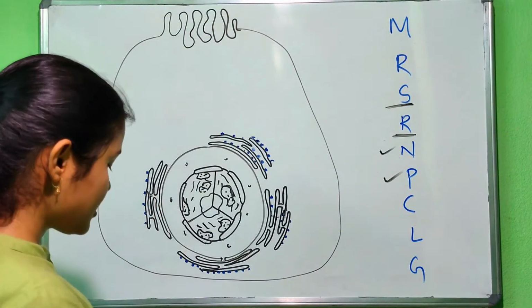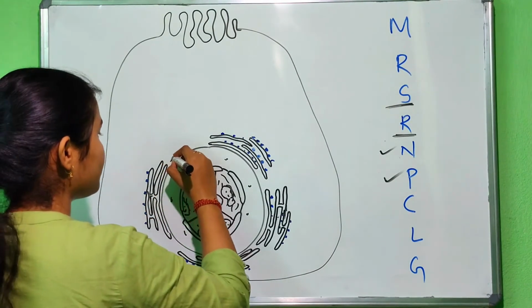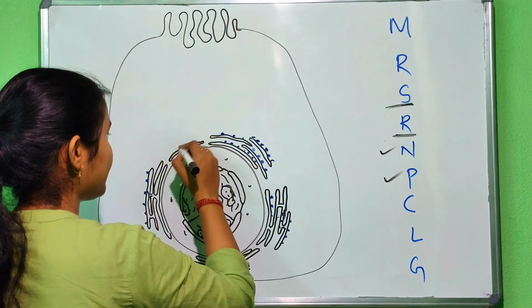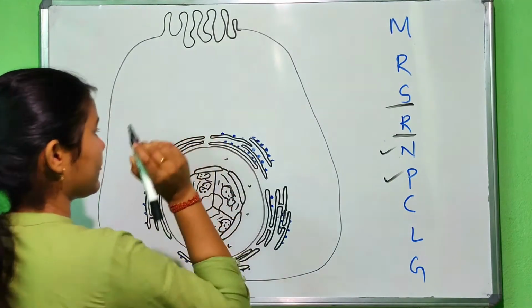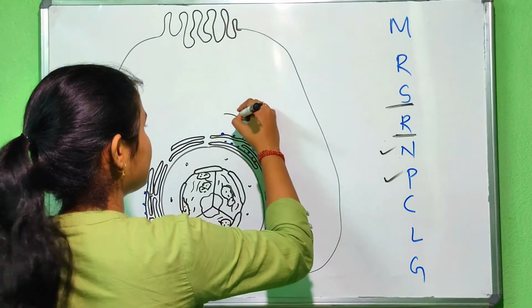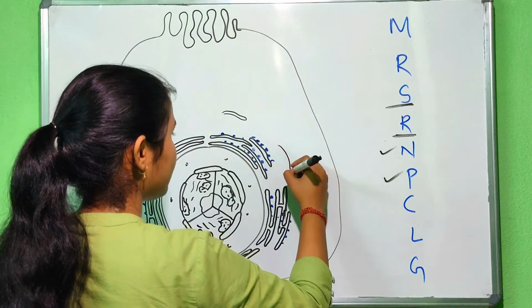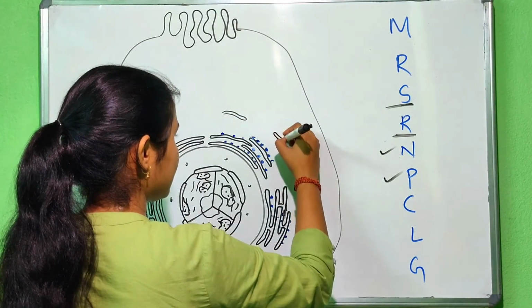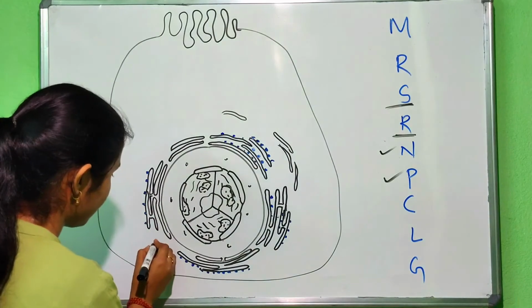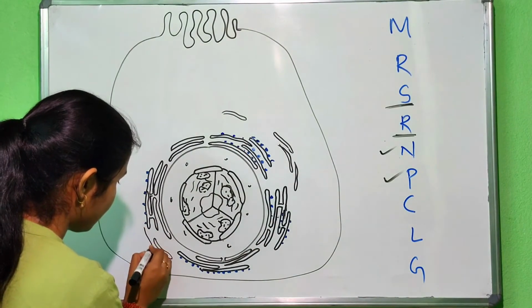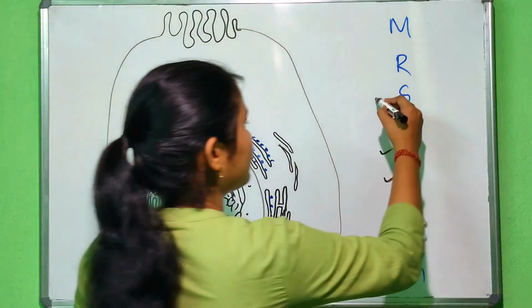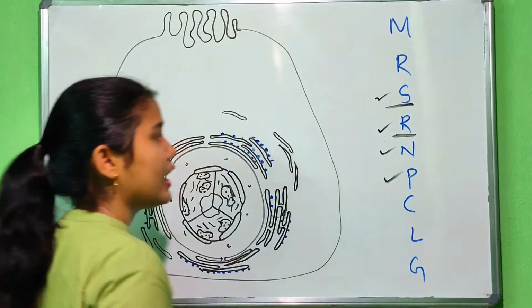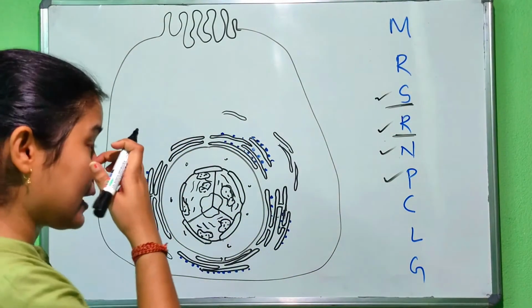Then let's draw some smooth endoplasmic reticulum, which is devoid of ribosomes. These are some smooth endoplasmic reticulum which do not contain the ribosome. Okay, so smooth endoplasmic reticulum is complete and rough endoplasmic reticulum is complete.